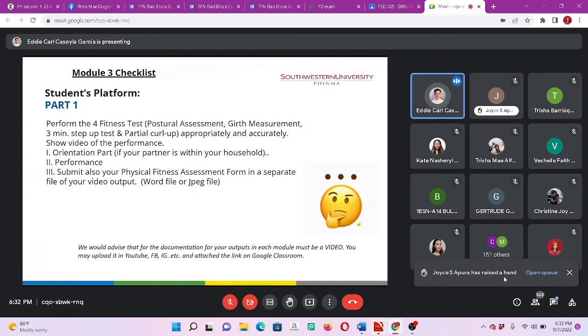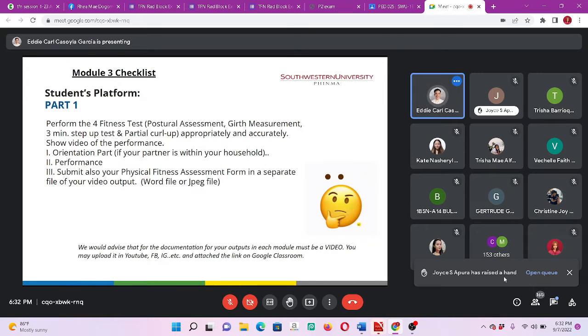And for postural assessment, static and dynamic, and girth measurement, you can just use photo documentation or video documentation. This is only optional. But for the 3-minute step test and partial curl up test, you need to submit video documentation without using time lapse. And also do not forget to submit your PFA form in our GCR.